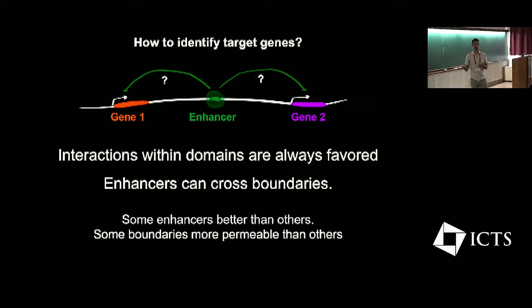But some enhancers can cross boundaries. Some enhancers are better than others. Some boundaries are more permeable than others. We're still trying to understand this better, but I think we're making a lot of progress compared to where we were a few years ago.